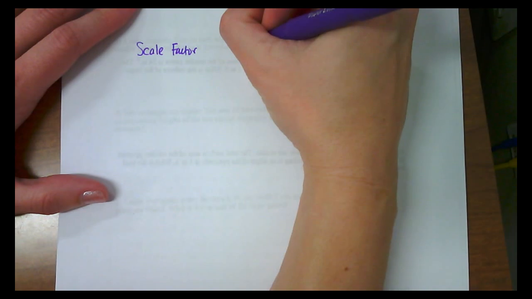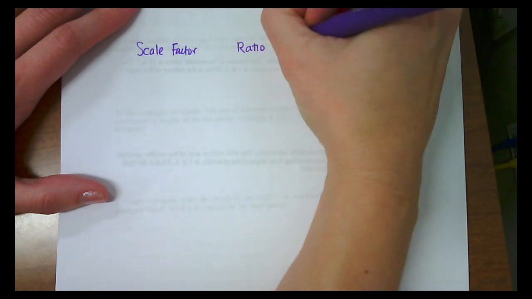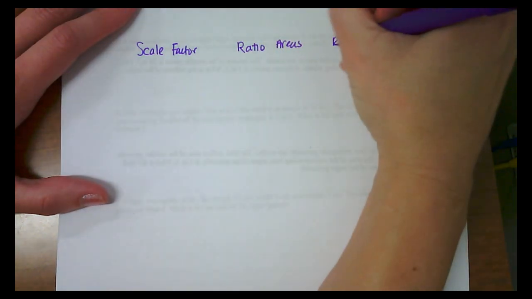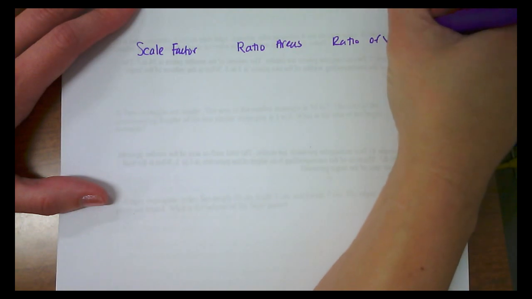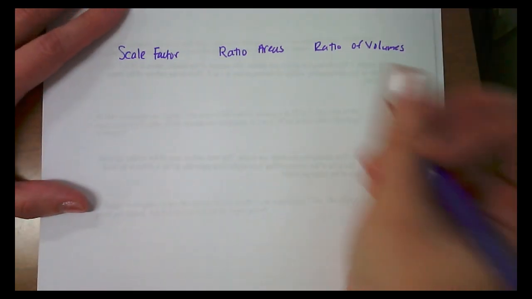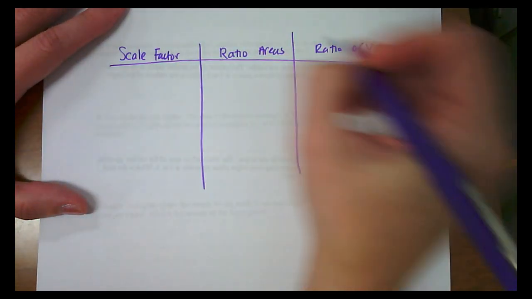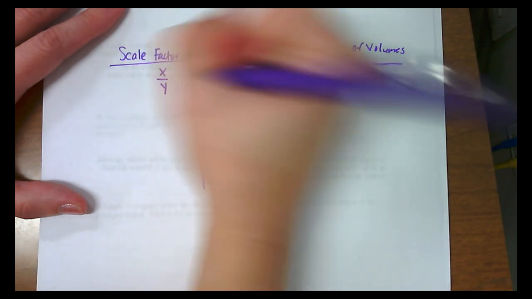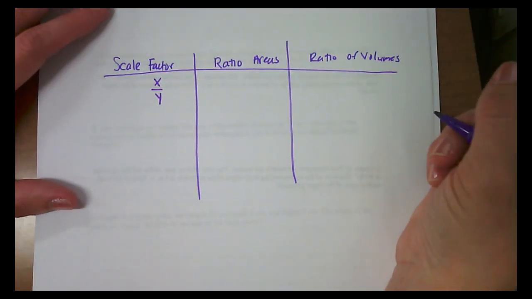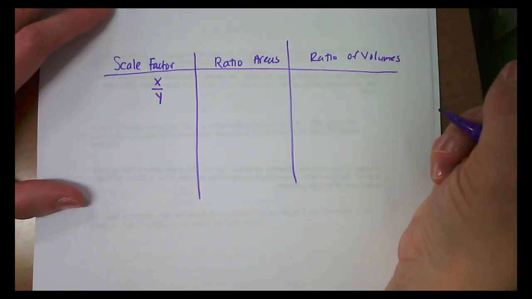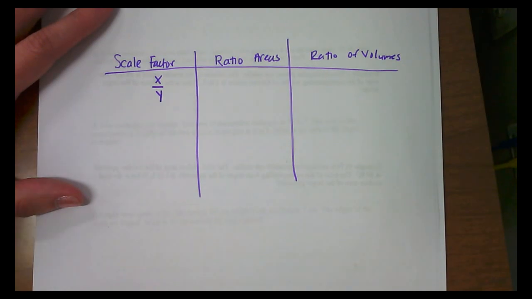Yesterday we talked about scale factor, we talked about ratio of areas, and we talked about ratio of volume. And we talked about how they all related. So there was a special relationship that if you knew the scale factor, which is the length of a side, a height, a radius, the length of something, okay? Something that you can measure with a ruler, basically.